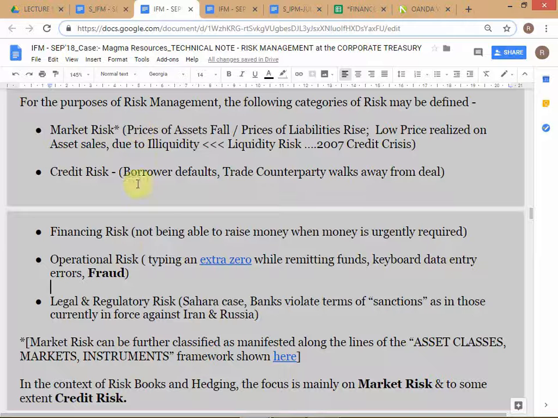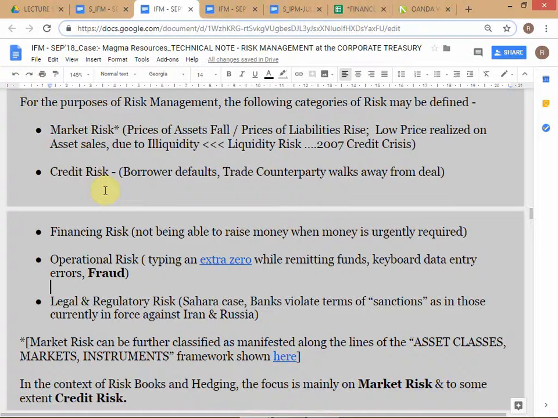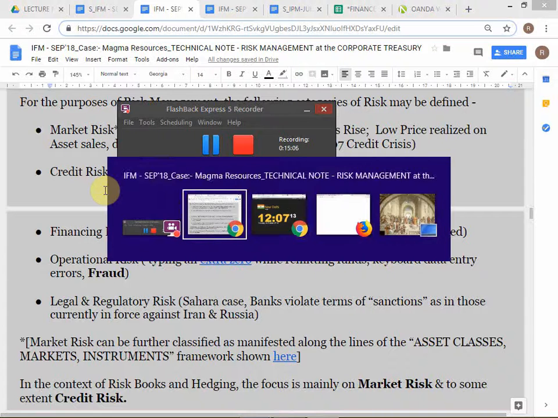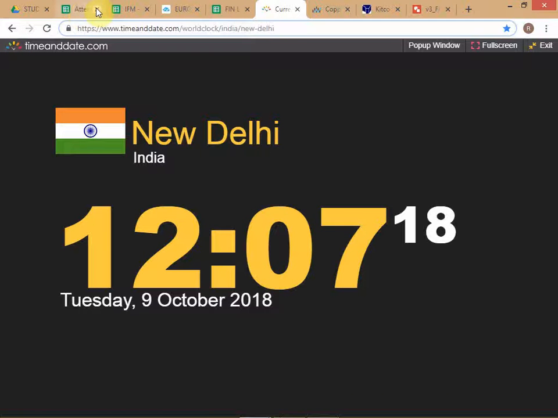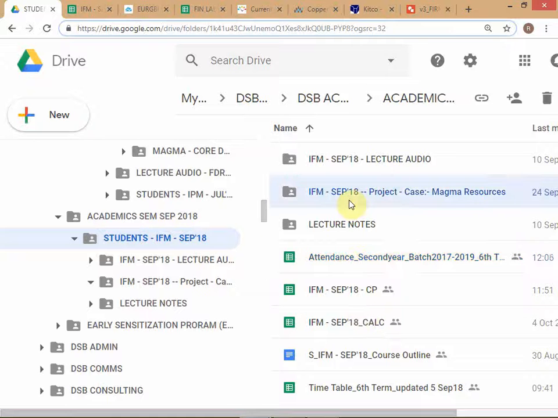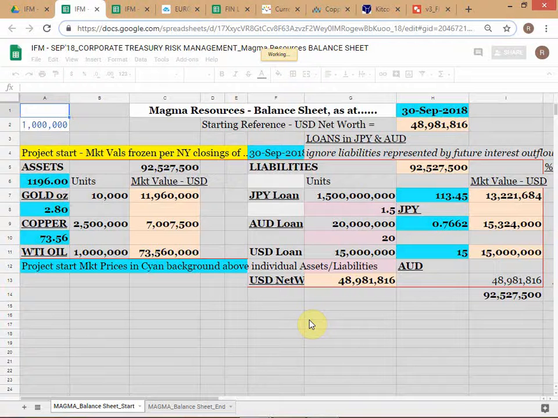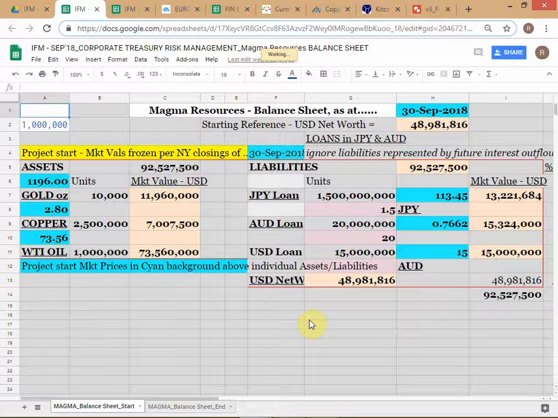You're already familiar with most of this stuff, okay? When we looked at that example, this balance sheet, and we look at any of these key risk factors, which are the gold price, the copper price, the West Texas, the dollar yen rate, the Aussie dollar rate, and the 3-month LIBOR, we are looking at the potential losses that this company might suffer as a consequence of changes in these rates.